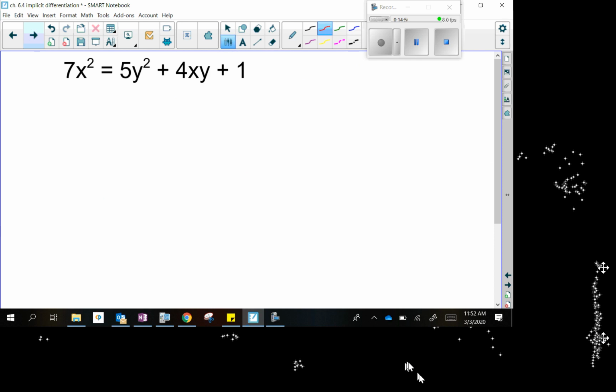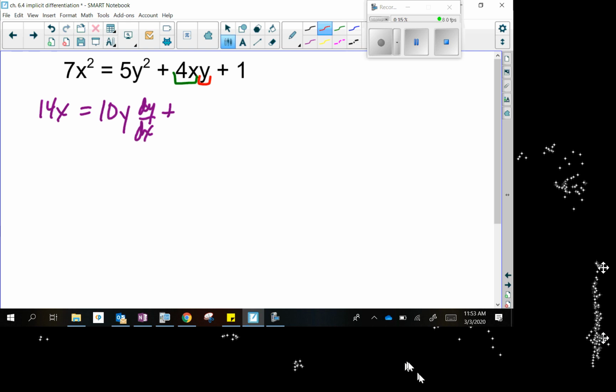Now, let's try one where we have a term that has x and y both inside. So we're going to take this one, normal, 5y squared. We know how to do that. This one, we're going to have 4xy. We're going to have to look at that as a product rule, like two functions, like 4x is going to be a function and the y is going to be a function. Okay, so let's see what that looks like. So we get 14x equals 10y dy dx plus, so now we look at 4x as a function and just y as a function.